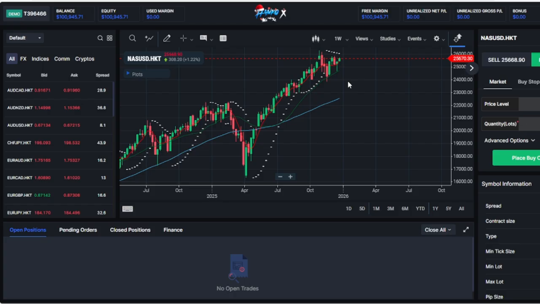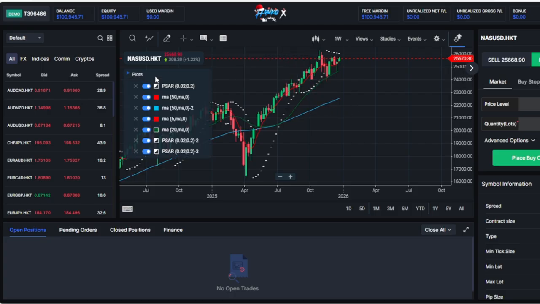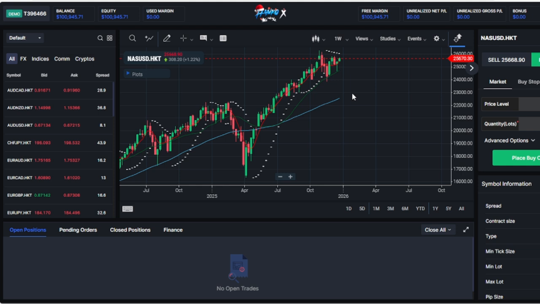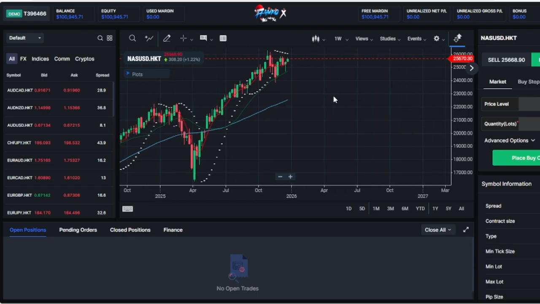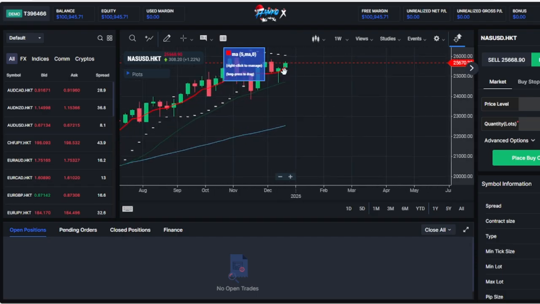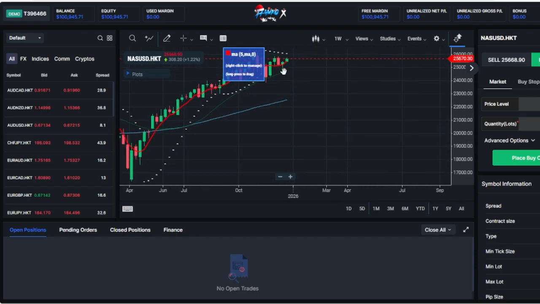So anyway, guys, right in front of you, we have the 50 moving average. We have the 5-day moving average, the 20-day moving average, and the parabolic SAR up. These are just simple things that we use on the Henkel X when we're looking at our weekly charts. And if you want to take a look, this is a weekly chart of the Nasdaq.